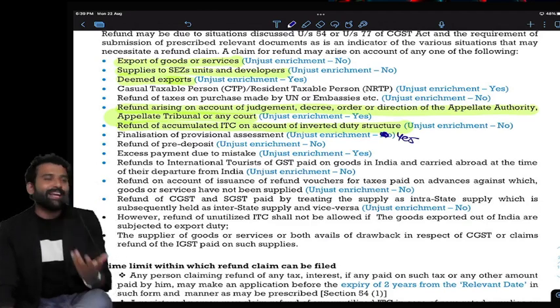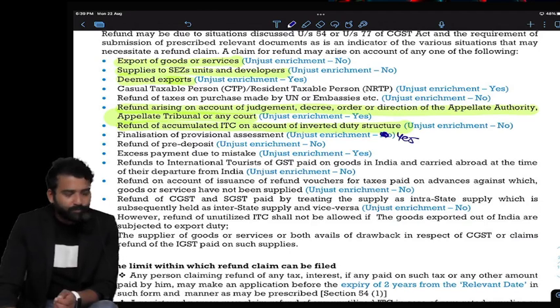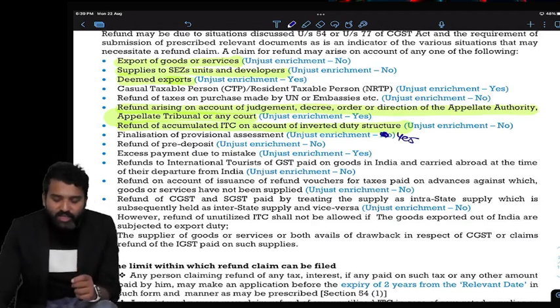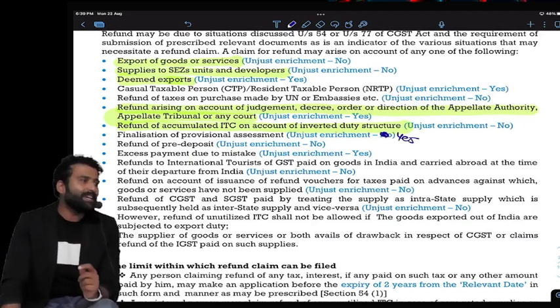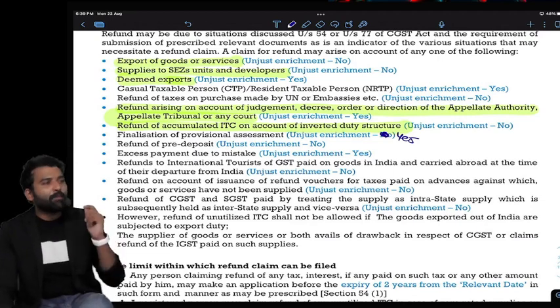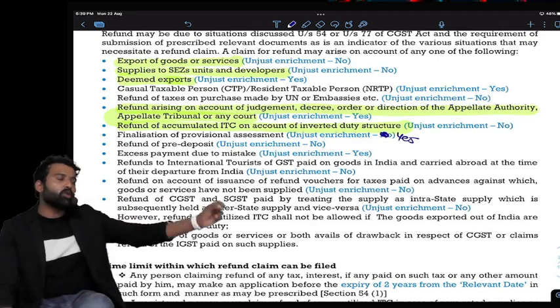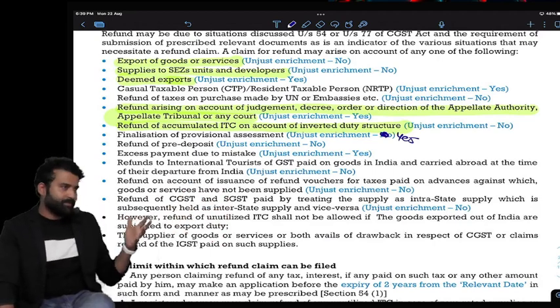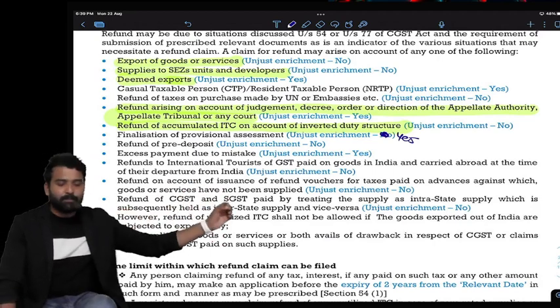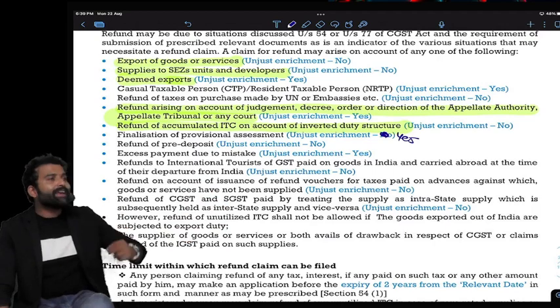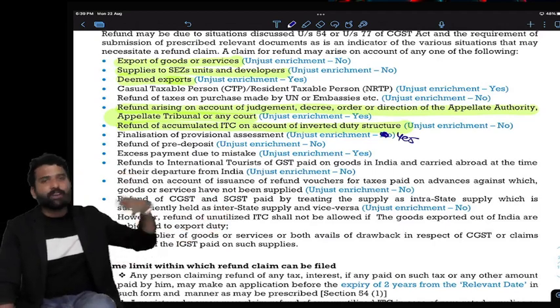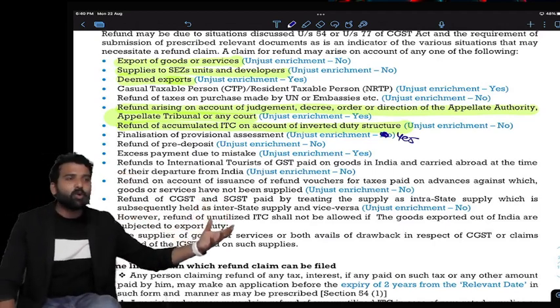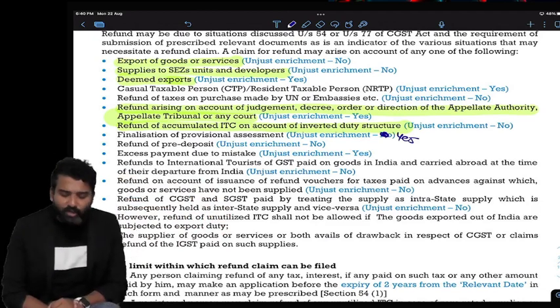Actually, it is for filing the appeal. Absolutely correct, Jayaprakash. Pre-deposit is required for filing the appeal. When I am filing an appeal, I have to pay a certain percentage of the disputed amount as a pre-deposit, just for the purpose of filing the appeal. If the appeal goes in my favor later on, I will get the refund of the pre-deposit as well.